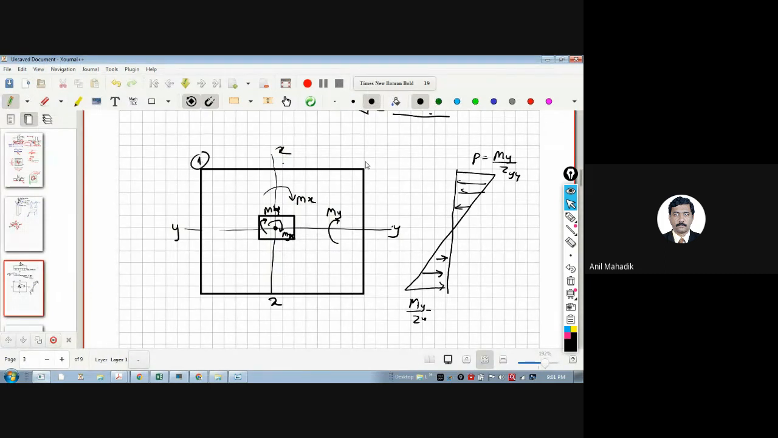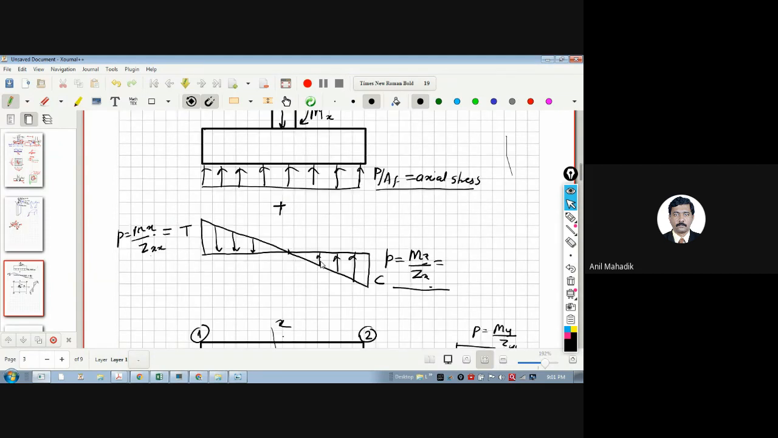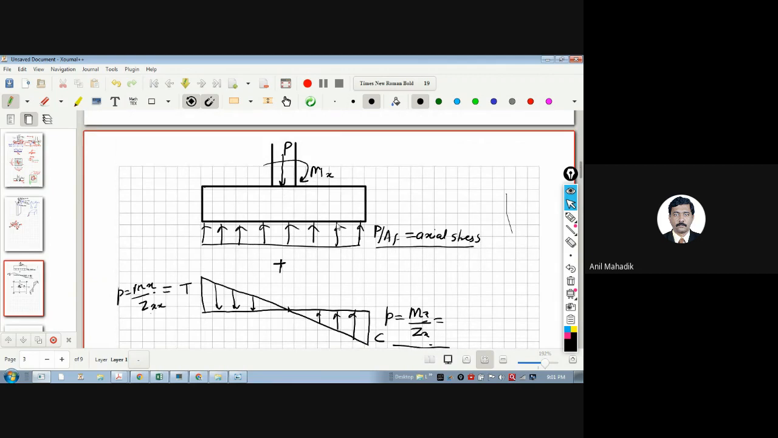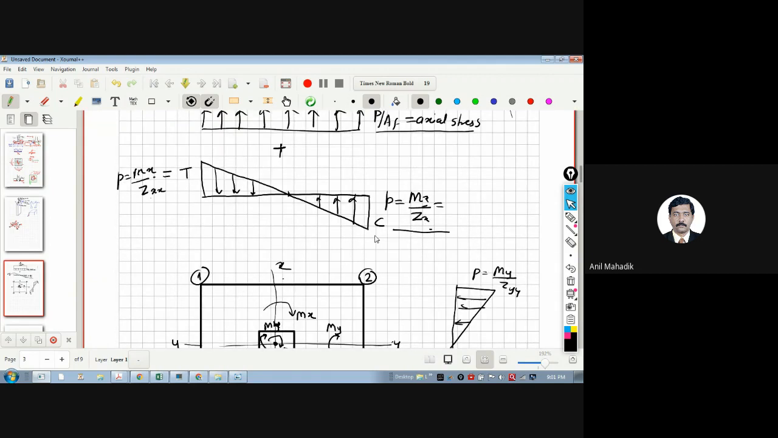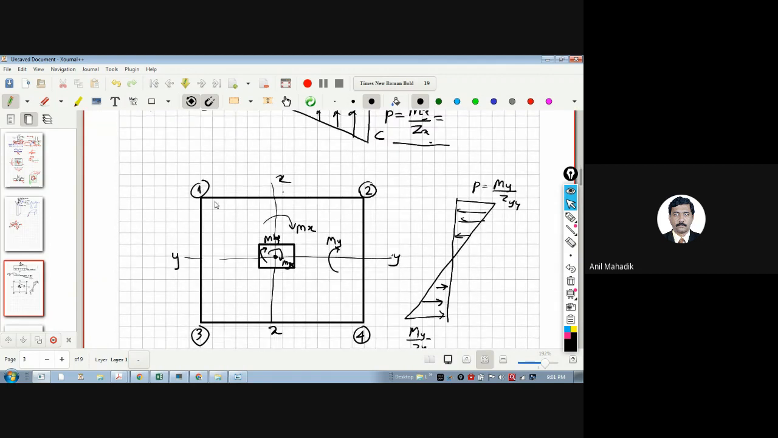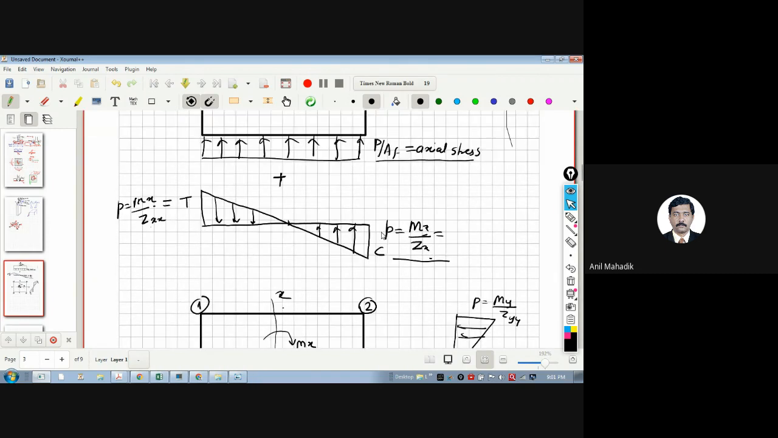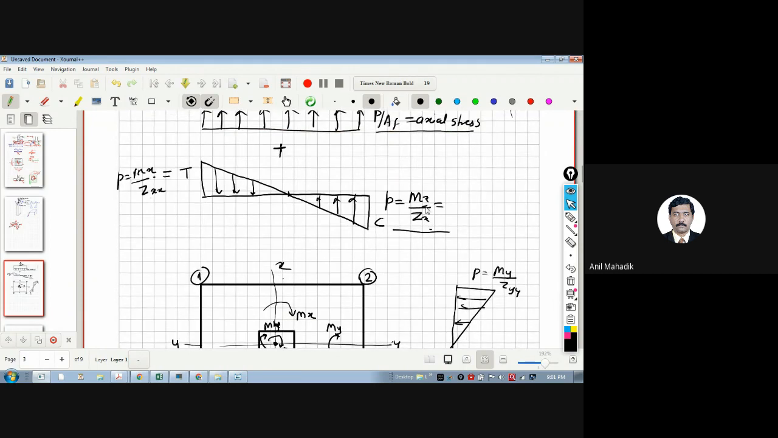One, 2, 3, 4. Now you can understand, due to the axial load, the pressure is uniform. So the pressure at all points 1, 2, 3, 4 will be the same due to axial load. But due to bending moment, it will be different. So what is happening here? Due to this bending moment, Mx, what is happening?